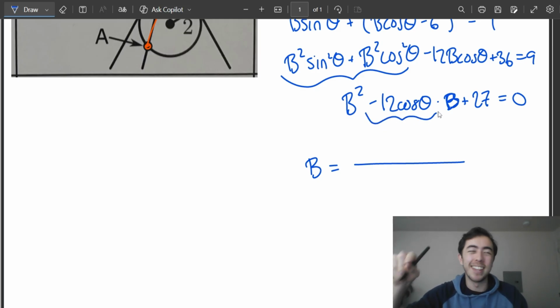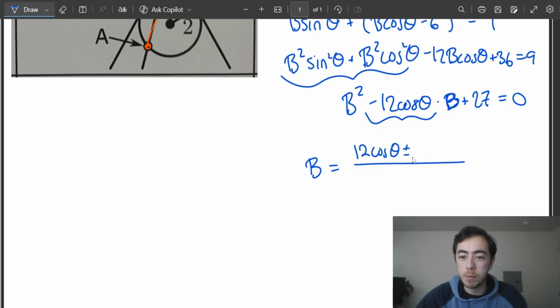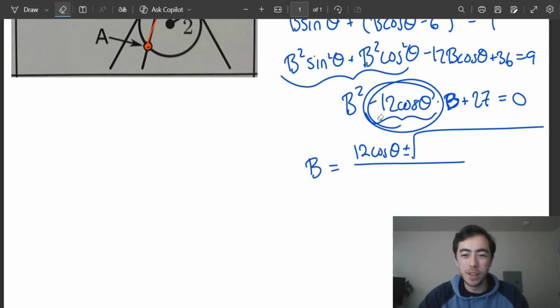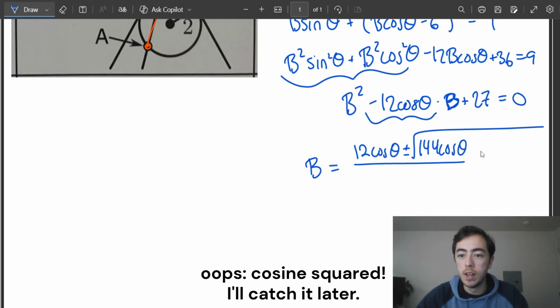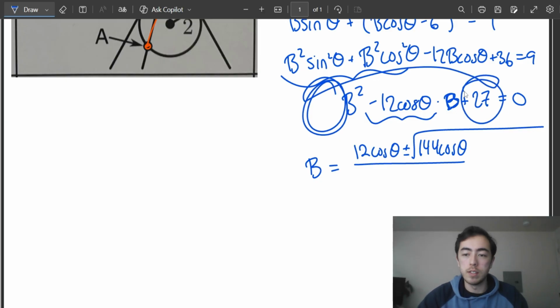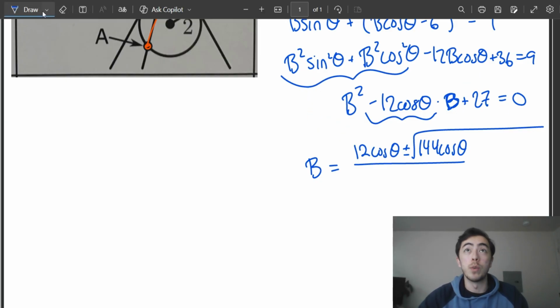B being this coefficient here, negative of this coefficient is just going to be a positive 12 cosine theta, plus or minus the square root of b squared, again b meaning this coefficient here. Squaring that, we get 144 cosine theta, minus 4ac. A is my leading coefficient, that's a 1. C is 27. 4 times 27 gives me 108, all over 2a. A, again, being this leading coefficient, it's just a 1, so I can go divide by 2.